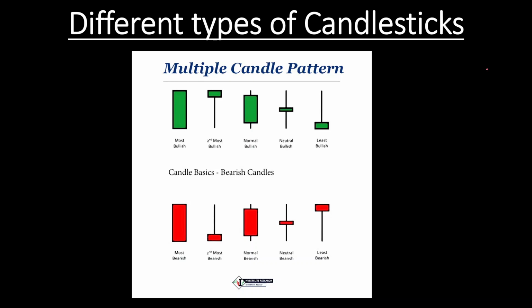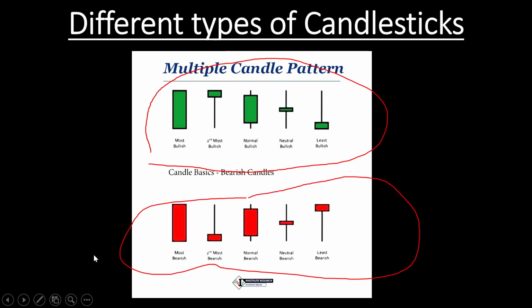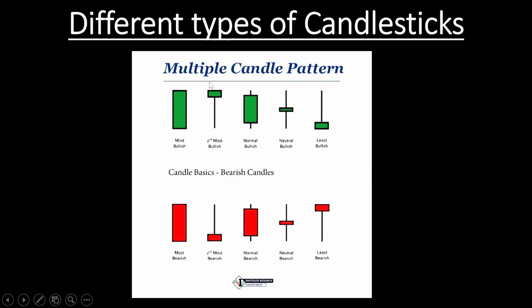So the different types of candlesticks. Here we're going to look at the bullish candlestick patterns, and here are the bearish ones. If we look at the first candle here, this is the most bullish candle you can get because we can see that there is no selling pressure, there are no wicks present. Price opened here, shot up and closed here, showing strong bullish momentum.